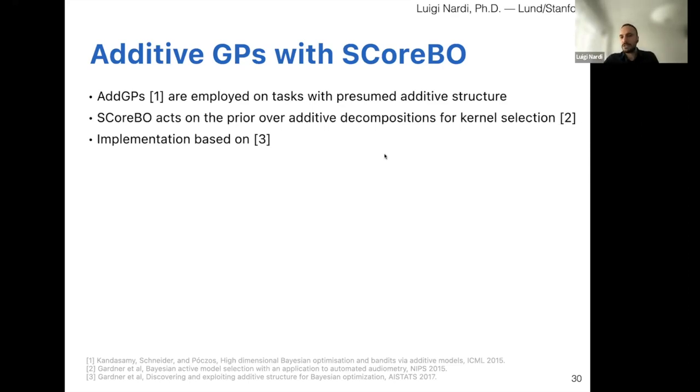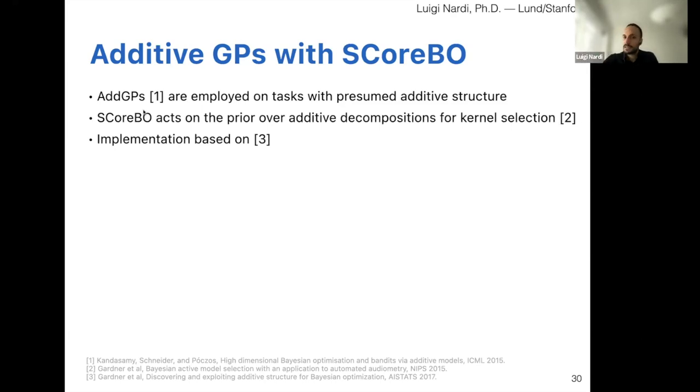By doing that, you make the problem much simpler, and if the underlying application really has this structural assumption, it usefully improves the statistical efficiency. So we use the implementation based on Gardner et al. This is exactly the same as this Gardner et al. number three here, but we just change the acquisition function that was used, which was EI there, and we now use SCoreBO.